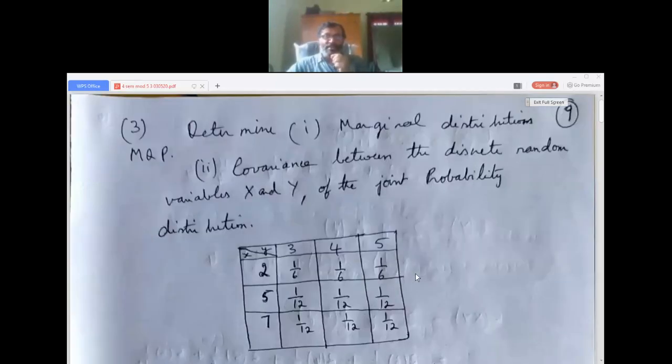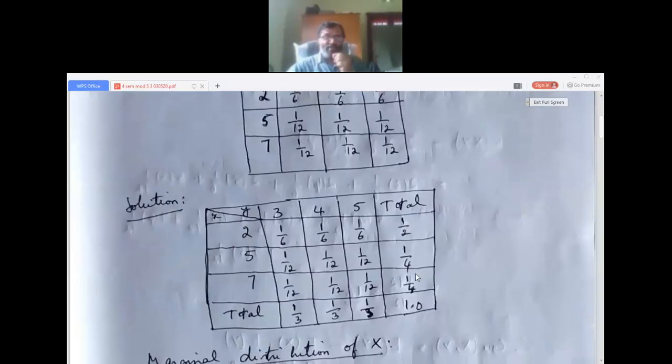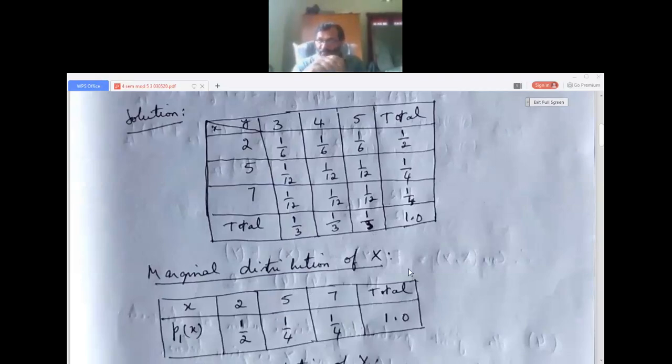Next is, as the question says, the marginal distributions. So first we have to find the marginal distribution of x. What we do is write the x values first, that is 2, 5, 7, and then the total. Then P1 of x to find the marginal distribution of x. So P1 of x you have to write here: for 2, 5, 7, write half, the total, then 1 by 4, 1 by 4. That is P1 of x.